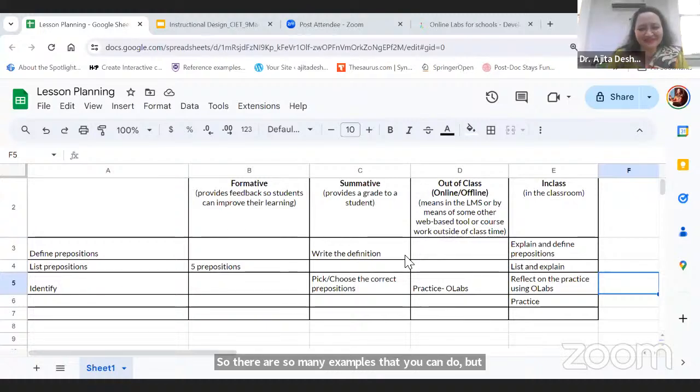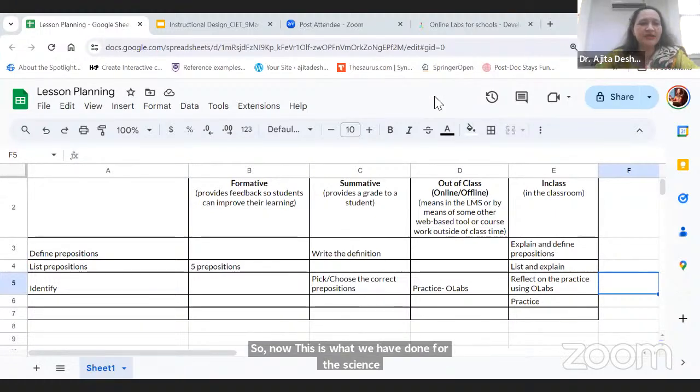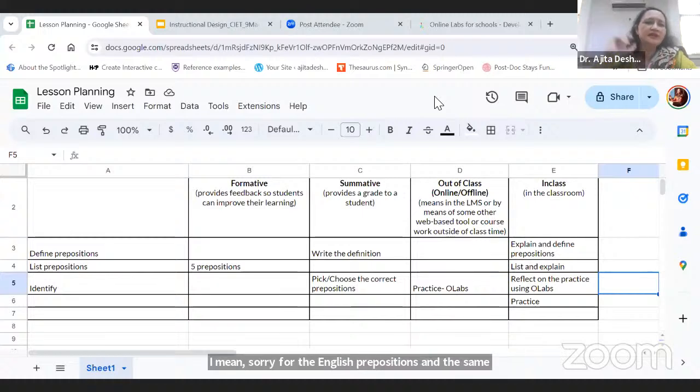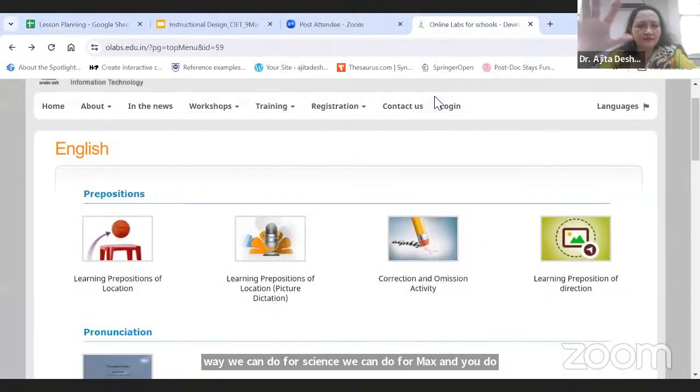Okay, so let's come back to the planning. Now this is what we have done for the science, for the English prepositions. And the same way we can do for science, we can do for maths. You don't have to use only one particular thing, but OLabs is mapped. So it helps the teachers.